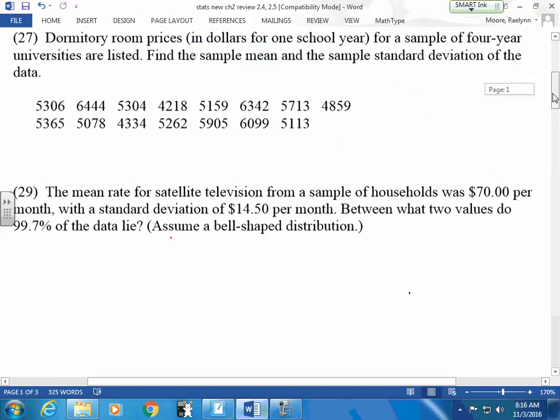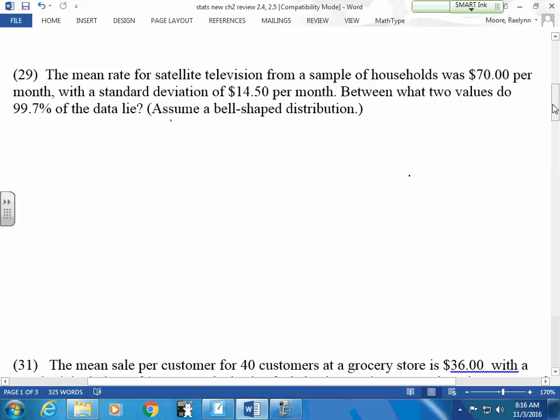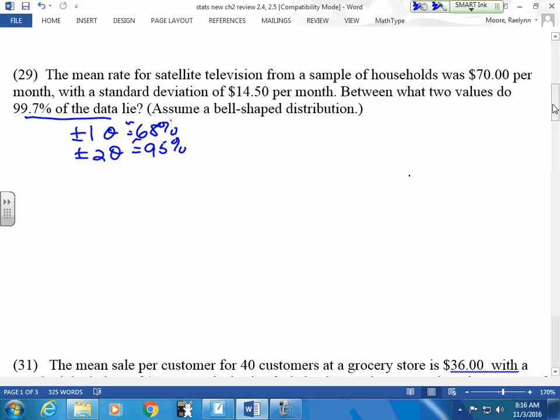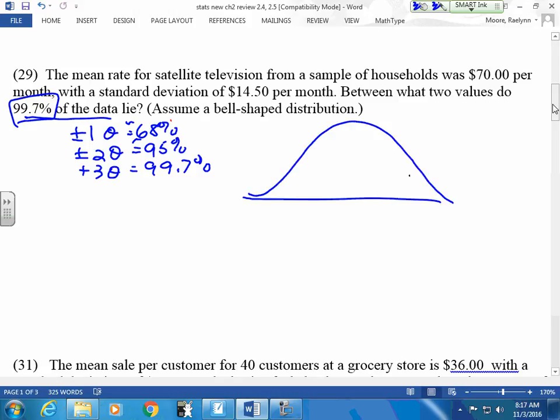This is your empirical rule. Where does this lie? Well, my empirical rule says plus or minus 1 standard deviation is 68%. You need to know these. Plus or minus 2 standard deviations, about 95%. And plus or minus 3 standard deviations is 99.7%. So therefore, how many standard deviations above the mean and below the mean do we need? 3. You could do this and start with your mean, subtract it, add it 3 times, subtract it 3 times, or make your sketch. I like the sketch because you get a chance to see it better.